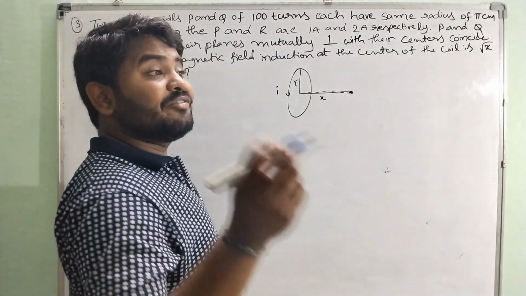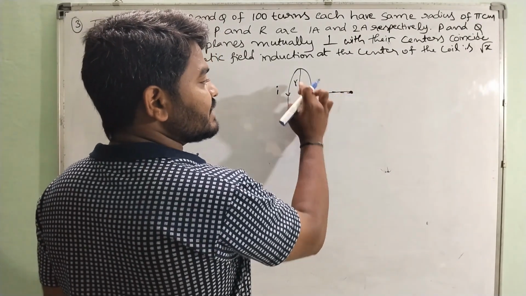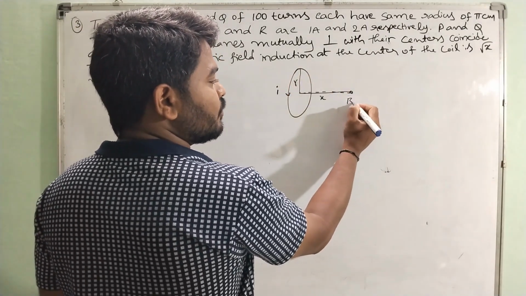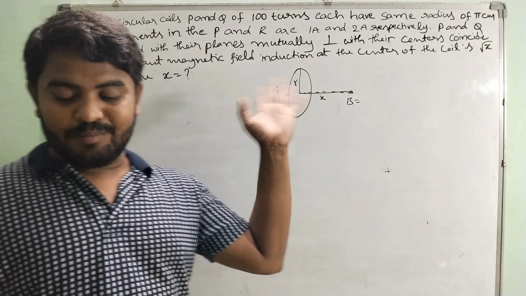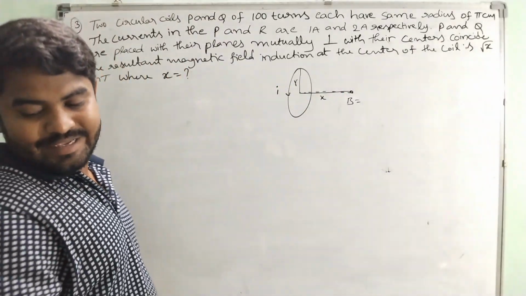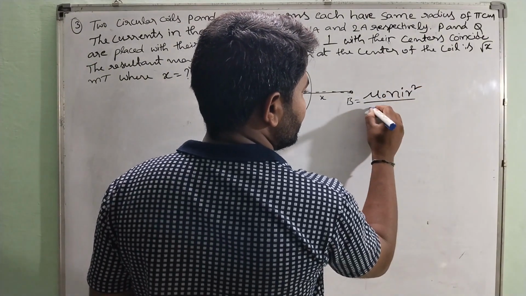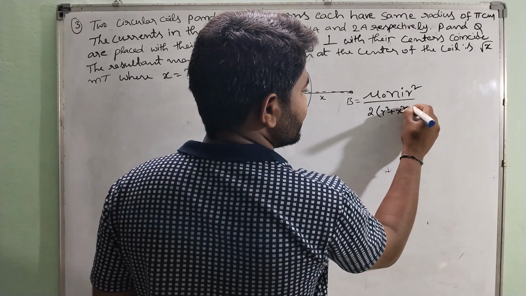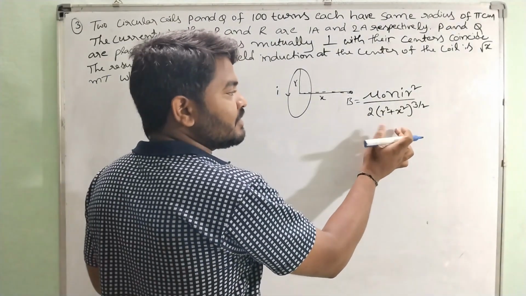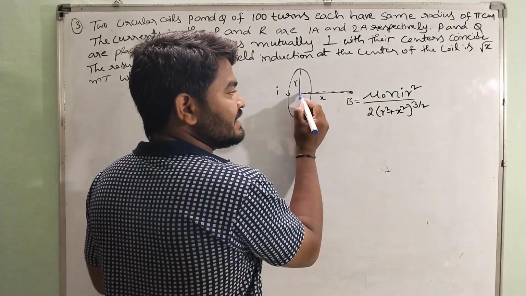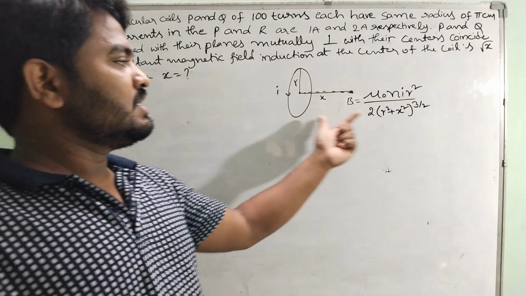So the magnetic field strength at the point at distance x from the center of the circle is B equals mu naught N I r square by 2 into r square plus x square whole to the power 3 by 2. If you listen to this class, you can remember this formula easily. This is the formula for the magnetic field strength at a point x distance from the center of the coil, when a current I is passing in the coil.